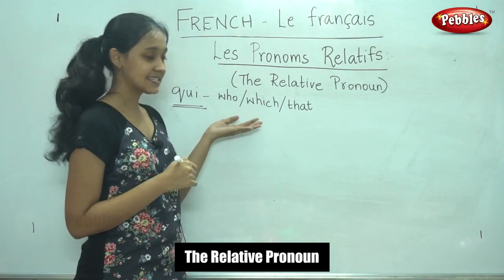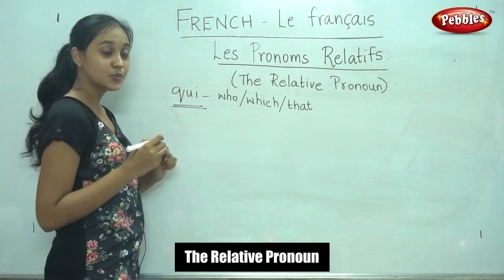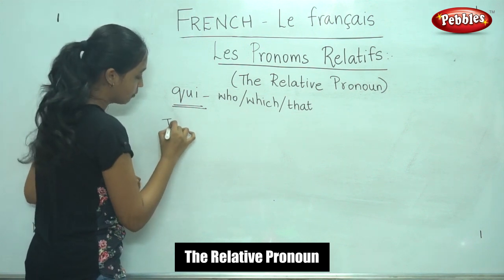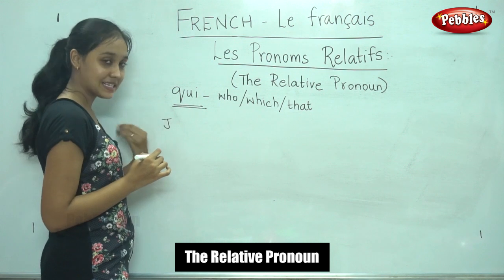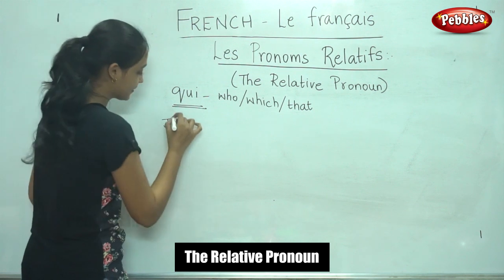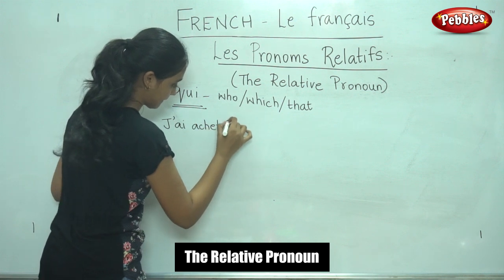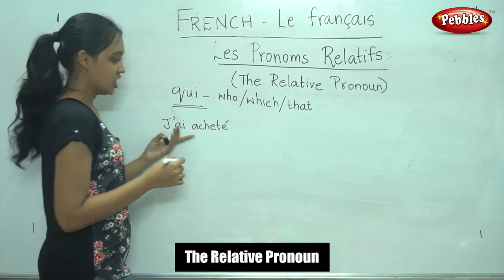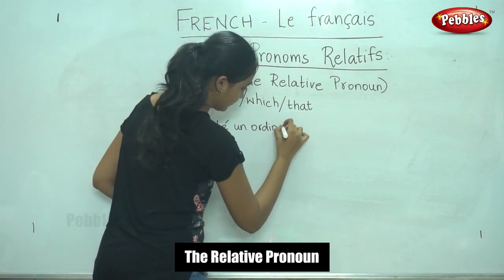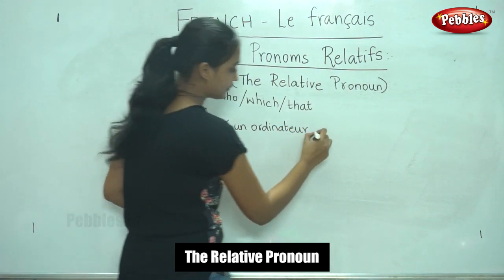So let us take the same example that we took in English. Let us take it in French. So what is the word for computer? L'ordinateur. Yeah. So I bought. We are writing it in the past tense. Do you remember how we wrote I bought in the past tense? J'ai acheté. Right? This is the passé composé. J'ai acheté un ordinateur. I bought a computer.